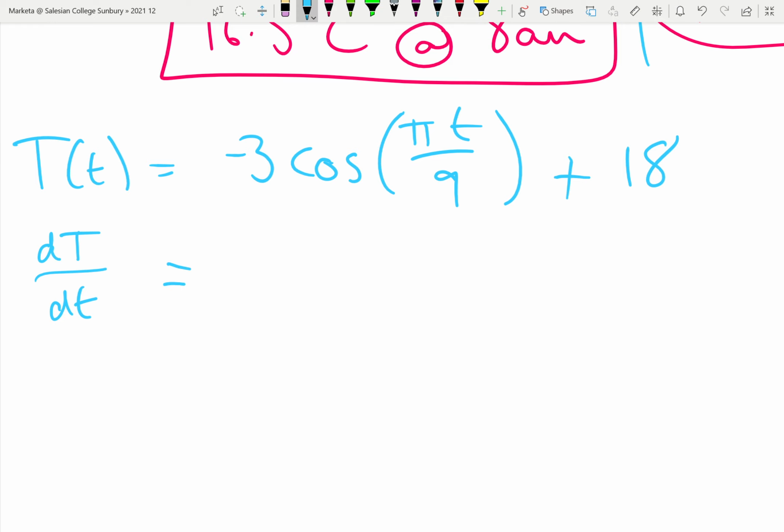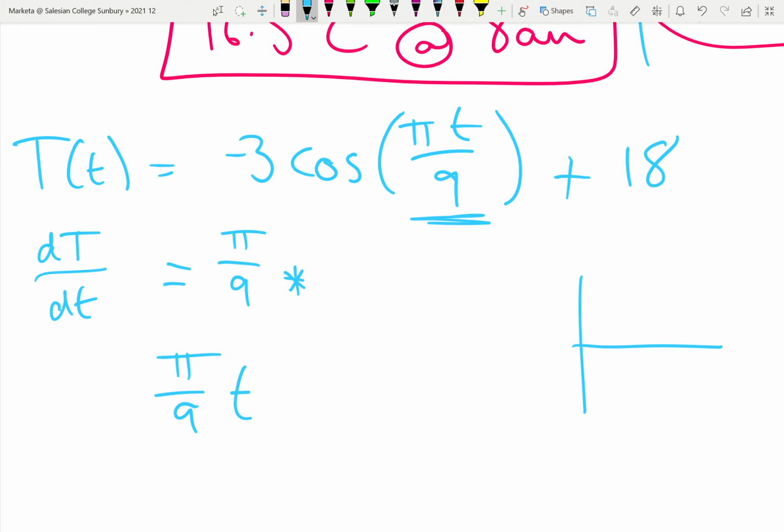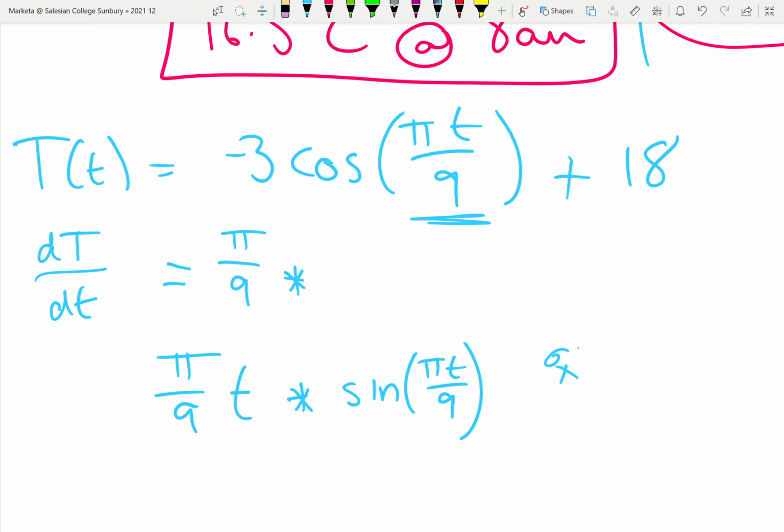So remember, we're going to take the derivative of pi on 9 t, which is just going to be pi on 9, and we're going to multiply that by, well, we've got cos here, and this is a negative cos graph. So a positive cos graph is this. A negative cos graph is going the other way. So it's going to be going to positive sine. We're walking up the hill. So we're going to multiply that by positive sine pi t on 9. And of course, the derivative of 18 will go.